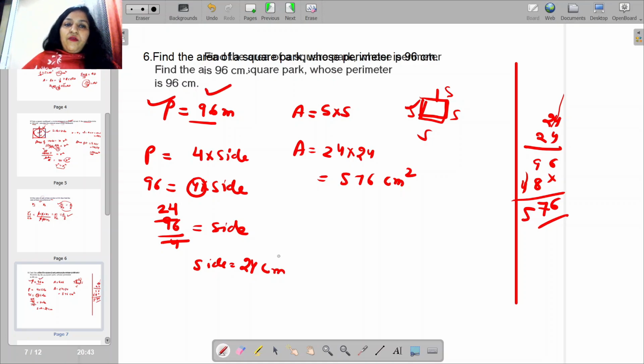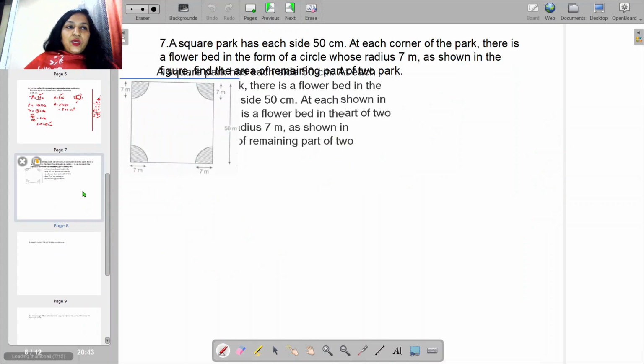Okay. So how have we started? From perimeter, we have calculated the side. The side into side will give you the area. All right. Moving on to the next question now.